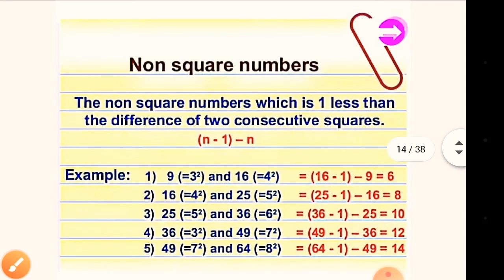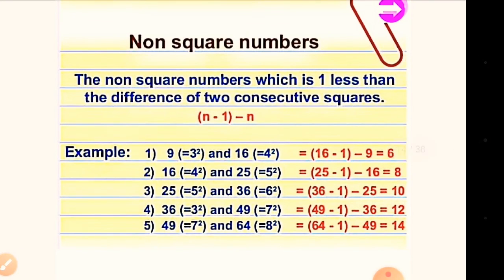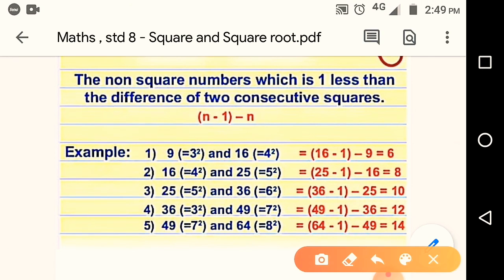Now the non-square numbers: the number of non-square numbers is one less than the difference of two consecutive squares. So again there is a pattern in this. 9 means 3 square. If we see, 9 is the square of 3, 16 is the square of 4. If you do 16 minus 1, from this side, and then if you do minus 9, what is the answer?